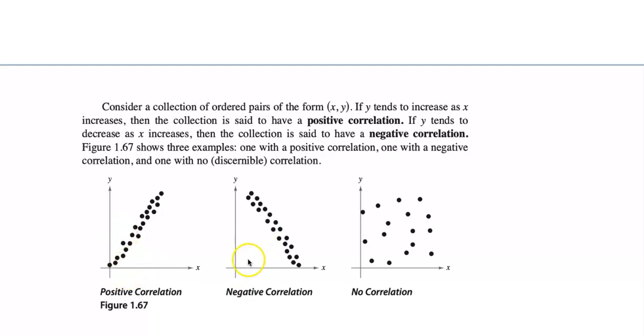Negative correlation, as X goes up, Y would come down. That's not necessarily a bad thing. Something like the more you exercise, your weight would go down maybe. So negative correlation is something goes up, the other thing goes down.